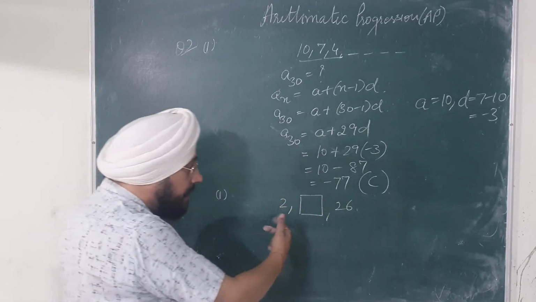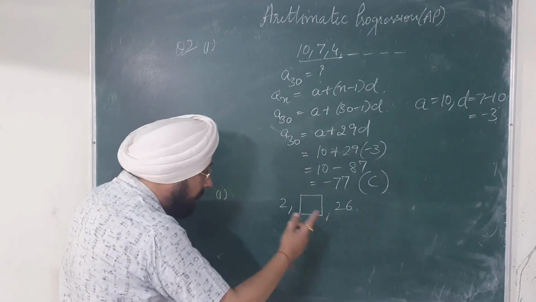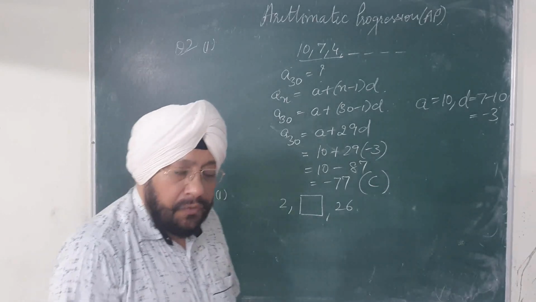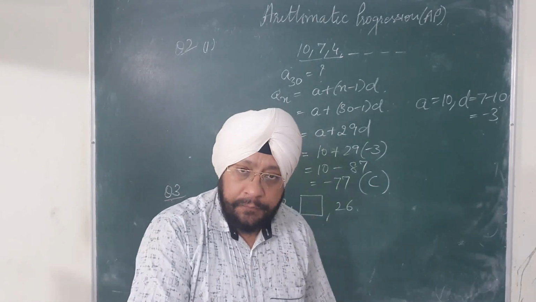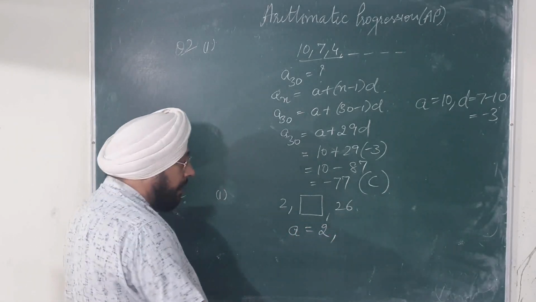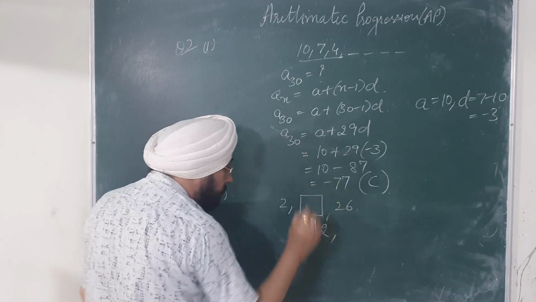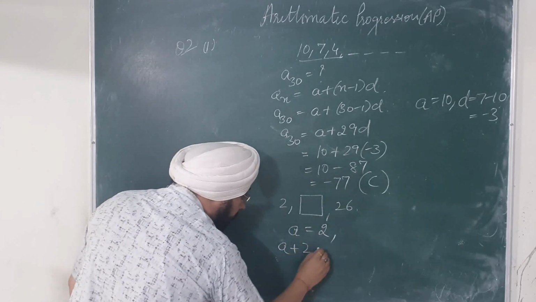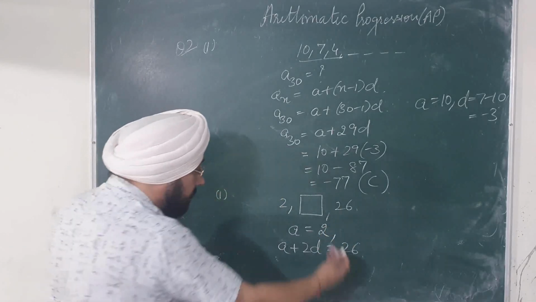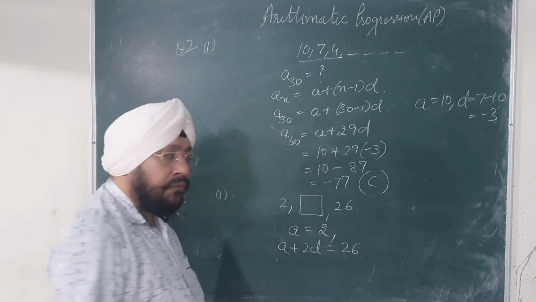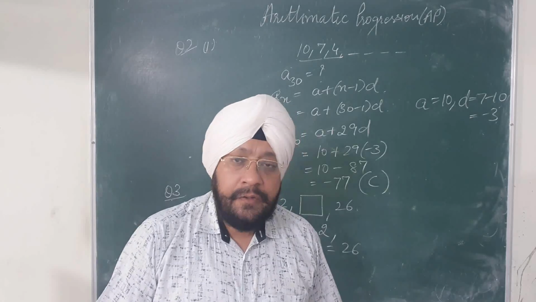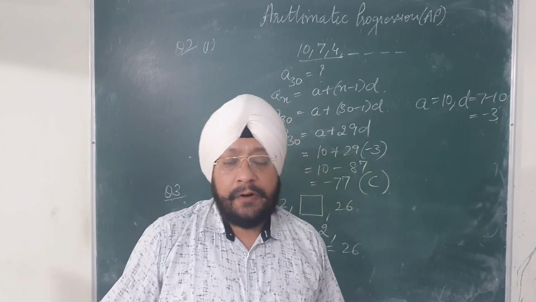As these terms are in AP, we are given the first term and the third term. So whatever we are given, we have to write those terms first. We are given a equals 2, and this is first, second and third. The third term is also given. Third term means a plus 2d, that is given as 26. By simplifying these two equations, we have to find a and d. After finding a and d, we are able to find any term of the given sequence.